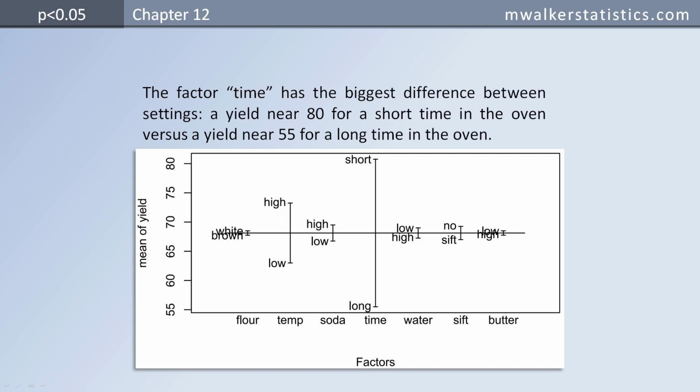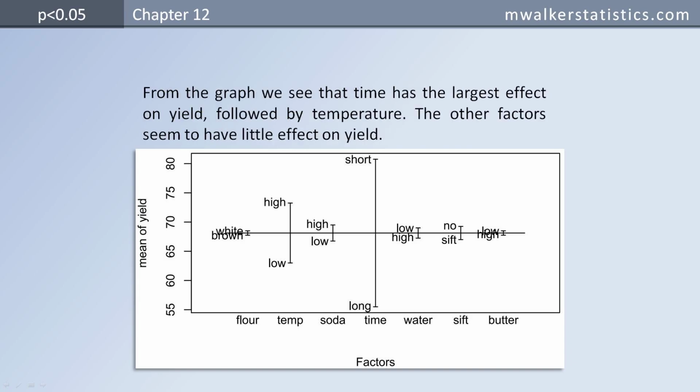The factor, time, has the biggest difference between settings, a yield near 80 for a short time in the oven versus a yield near 55 for a long time in the oven. From the graph, we see that time has the largest effect on yield, followed by temperature. The other factors seem to have little effect on yield.